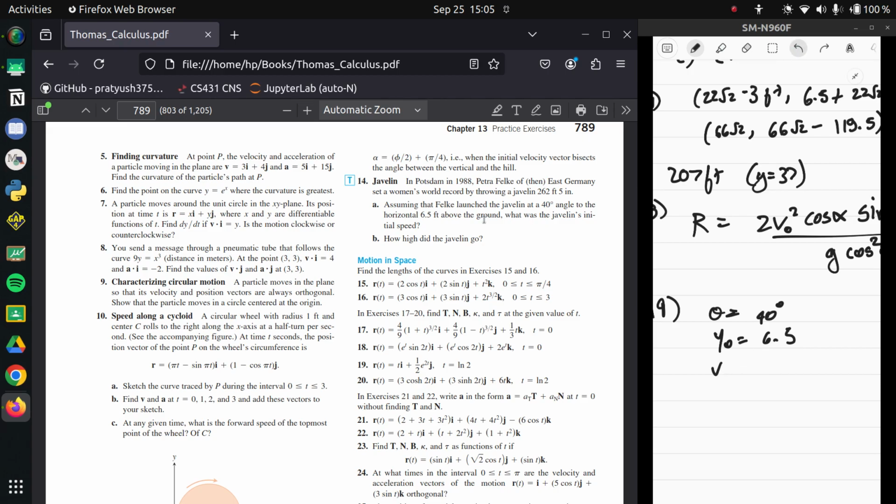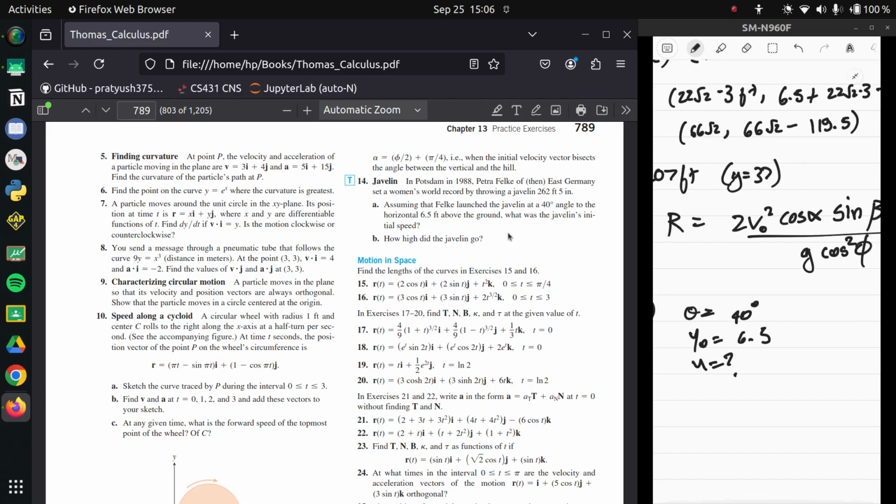Call it u. That's the usual thing, right? So the distance reached is 262 feet and 5 inches. Okay. How many inches is 1 foot? 12. So this is like 5 by 12. What is that? It's something like 0.5, approximately. So what you're seeing is it's 256 feet from the starting point. So 256, so the range is 256.